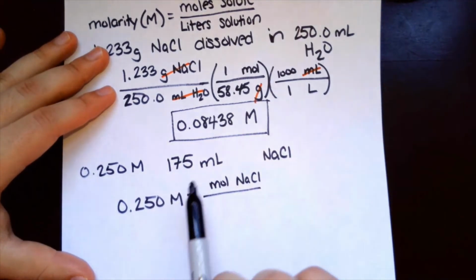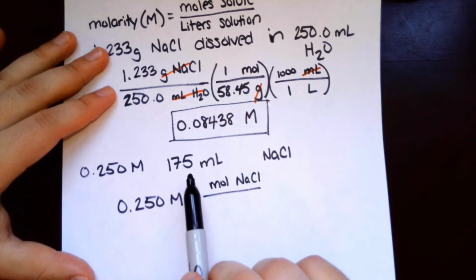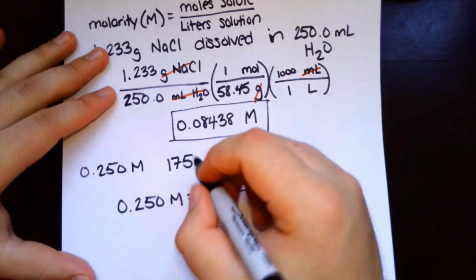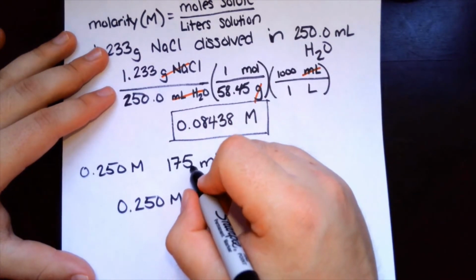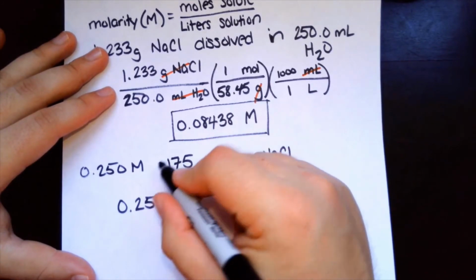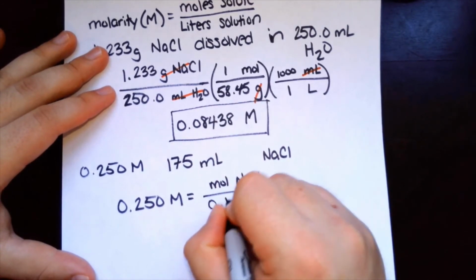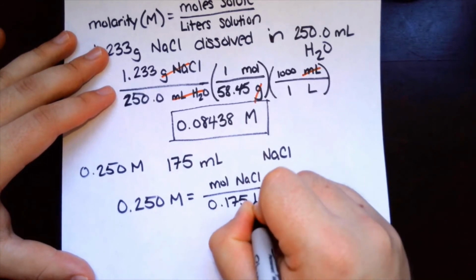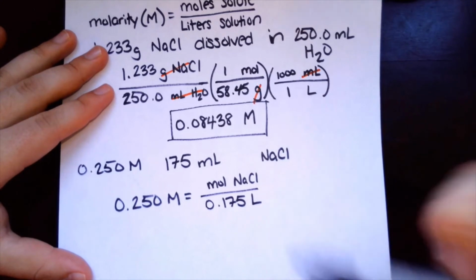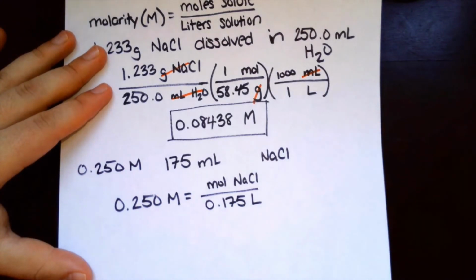And remember, we have to convert this to liters. So it's 1,000 milliliters in 1 liter. So you have to basically divide this by 1,000 to convert to liters. So that would be moving the decimal to the left 3 spots. So 0.175 liters.